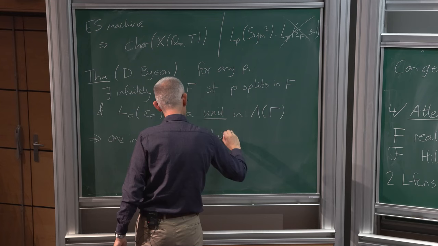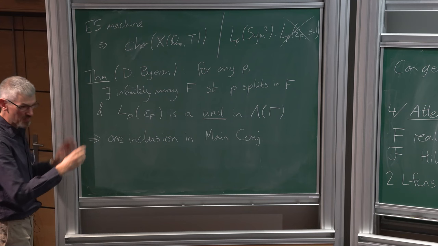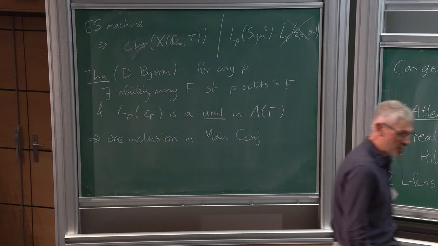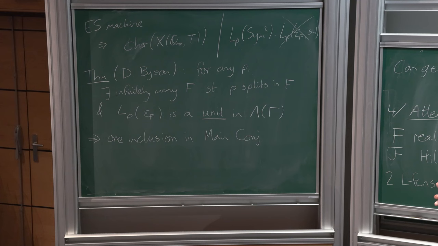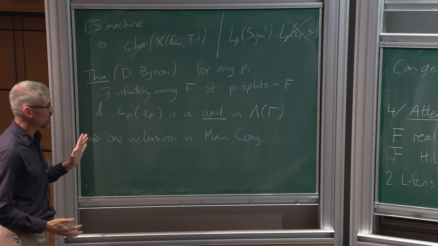So that, taking for granted some of the stuff that we're still in the process of writing up, gives what I believe Andrew Wiles had been hoping for way back in the mid-90s, a proof of at least one inclusion in the Iwasawa main conjecture for the adjoint via the method of Euler systems.